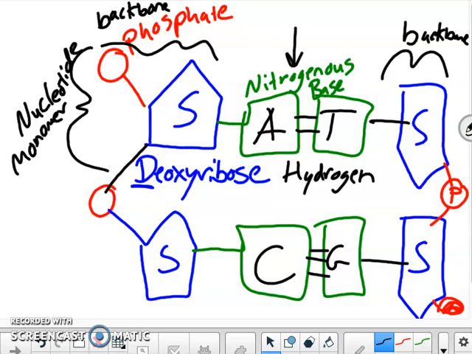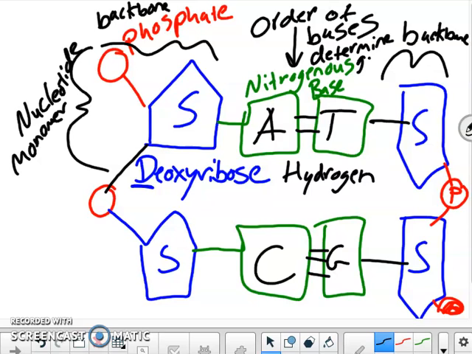The key thing here is the order of the bases determines our genes. So we're mainly going to be focusing on just the bases once we get past this basic DNA structure. Order of bases determines genes. All right, so let me go back to that picture because we've got just a couple more things to talk about with the bases.